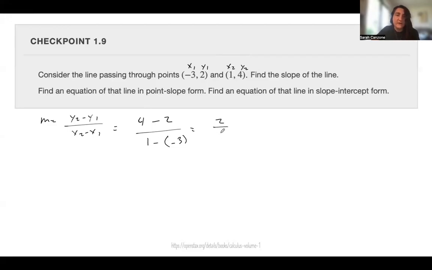When you subtract a negative, it turns into addition. So 1 plus 3 is 4. You can also write this as 1/2. All right, so we know the slope is 1/2.